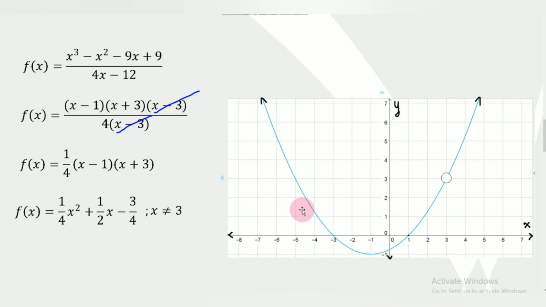So the graph is exactly the same as this parabolic curve of the quadratic function, but with the addition of an open circle here, since we are referring to the original one, this one.